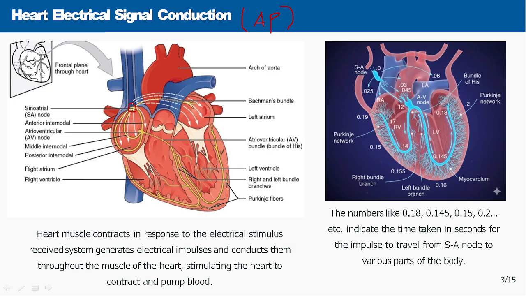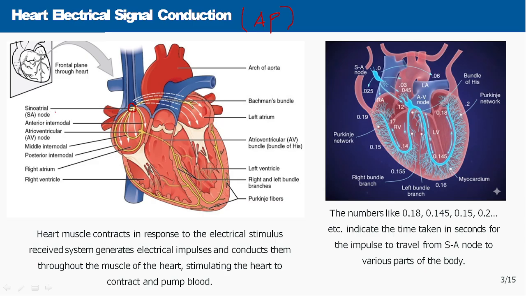This is the SA node, or what we call the sinoatrial node. This SA node we call the natural pacemaker. It generates one action potential. In previous classes we have already studied what an action potential is. An action potential is generated due to the depolarization of the cells, because previously at this place we have a resting potential.